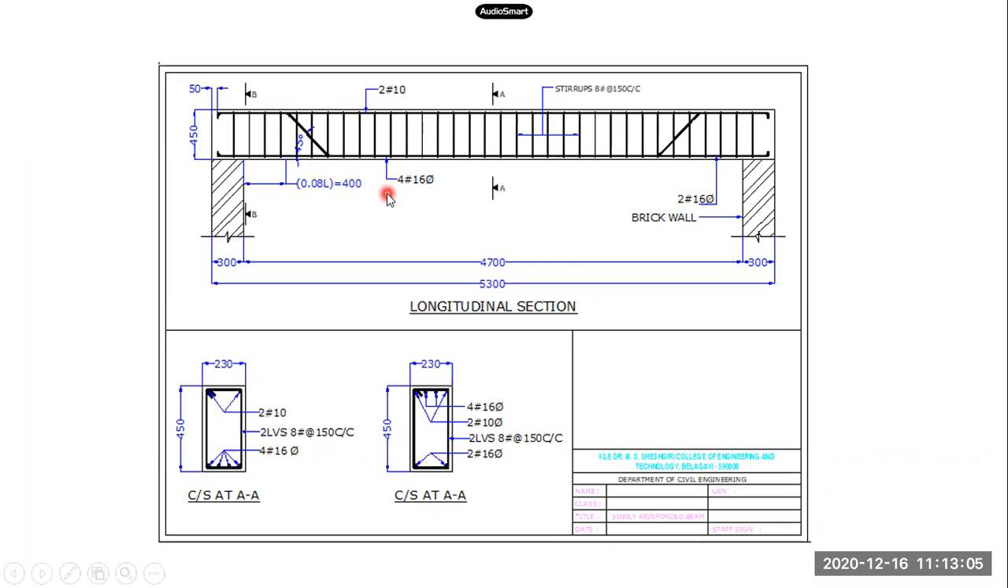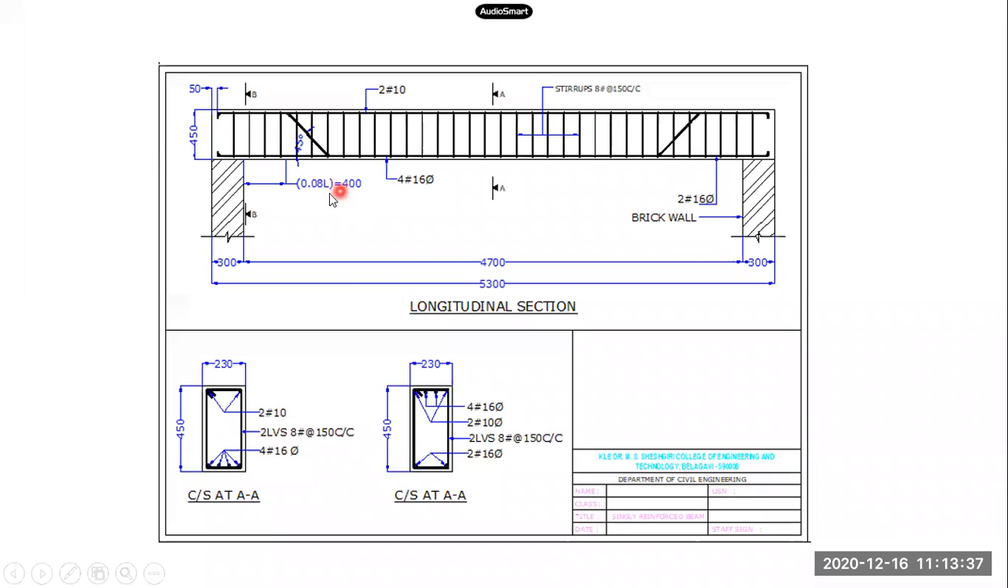Here you see main bars are four bars of 16 mm diameter. And when you move towards the support, two of them have been bent up. Curtailment can be done or bent up can also be used. Look for what has been given in your question and follow that one. So here bent up has been done. So two bars can be bent. It is just like curtailing 50%. So 50% is available beyond this distance, 0.08 L. That is the distance you need to consider.